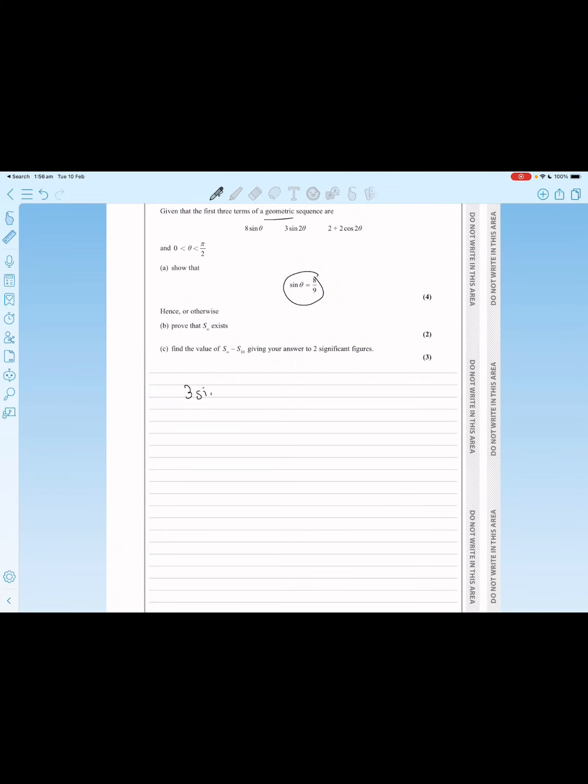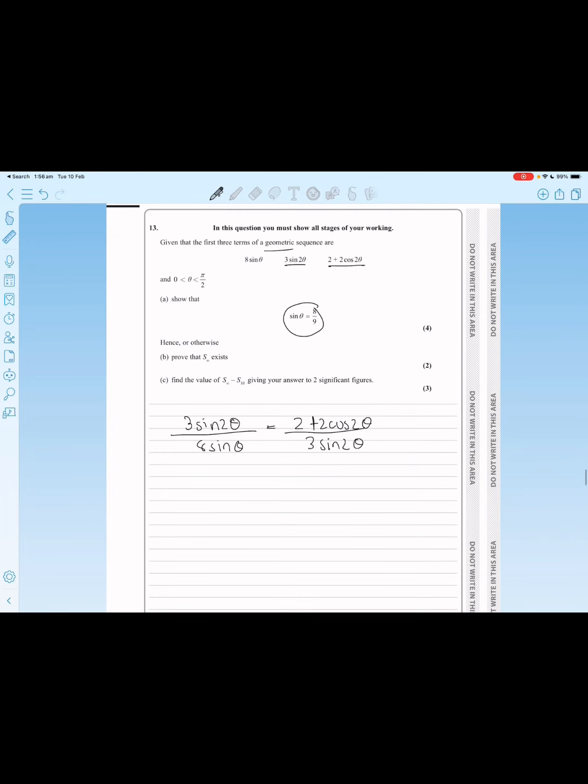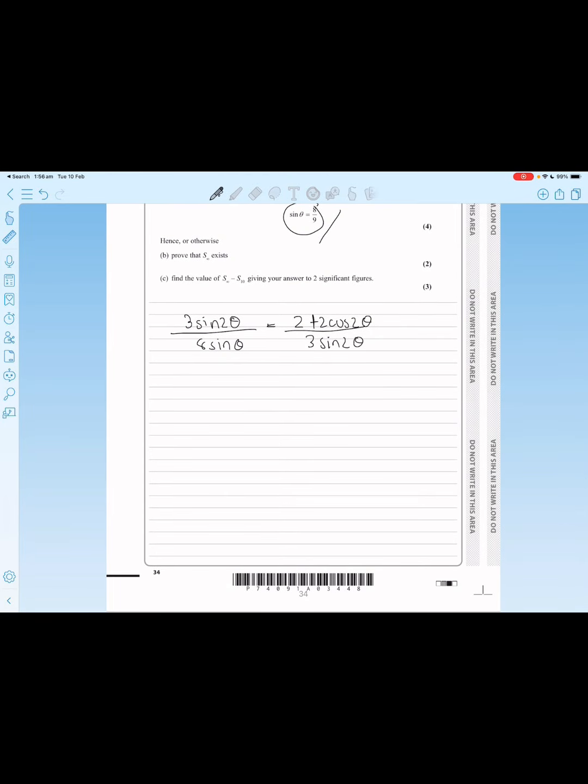So I could say 3 sin 2 theta divided by 8 sin theta, the ratio, would be equal to the ratio of these two terms, which is 2 plus 2 cos 2 theta divided by 3 sin 2 theta. Now I just play around with this information to see if I can get sin theta as 8 over 9. First thing I'm going to do, we have like terms, so I'm going to move them to one side and say 3 sin 2 theta squared is equal to 8 sin theta times that. So that would become 16 sin theta plus 16 sin theta cos 2 theta.